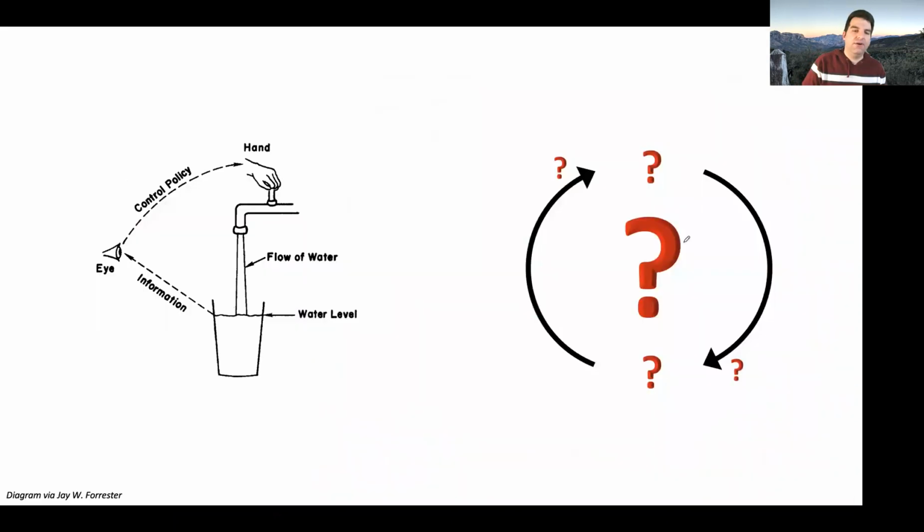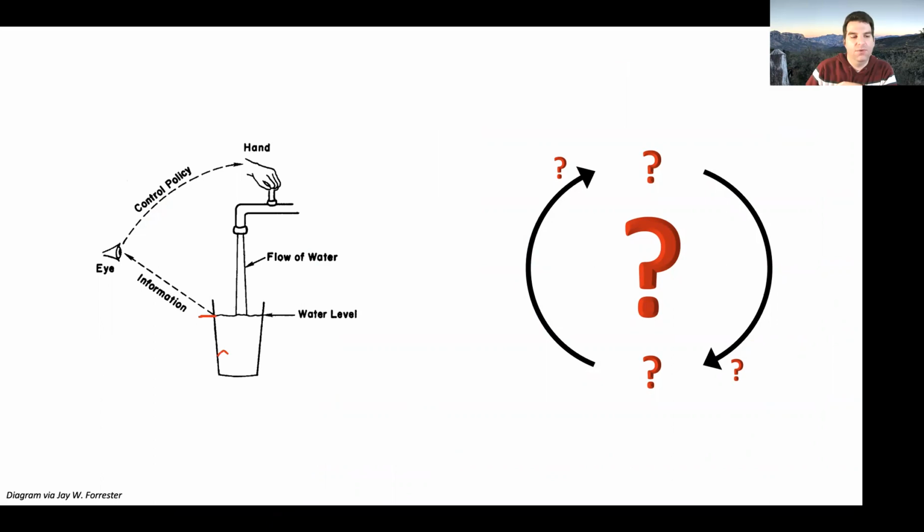Okay, so I'll work through this one a little bit faster here. Here is an example from Jay Forrester, one of his earlier texts on system dynamics modeling, where they've got a diagram of a hand controlling a spigot that's filling up a bucket of water. And there is a desired water level. Let's say the desired water level is here.